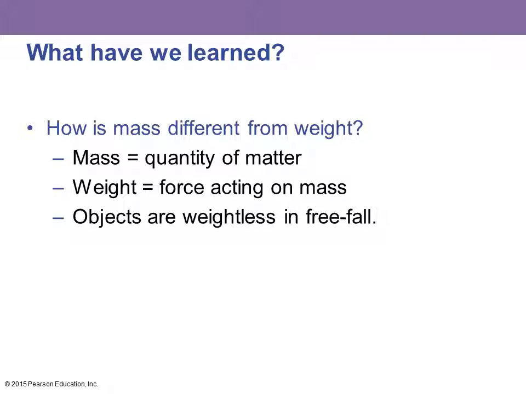In the case of the moon, it would be about 1/6 that of Earth. So we would weigh 1/6 of our Earth weight. So a 120-pound person on Earth would weigh about 20 pounds on the moon. And finally, objects are weightless in free fall. They have mass, but they don't have weight because they're falling, as they need to be in orbit around the object.